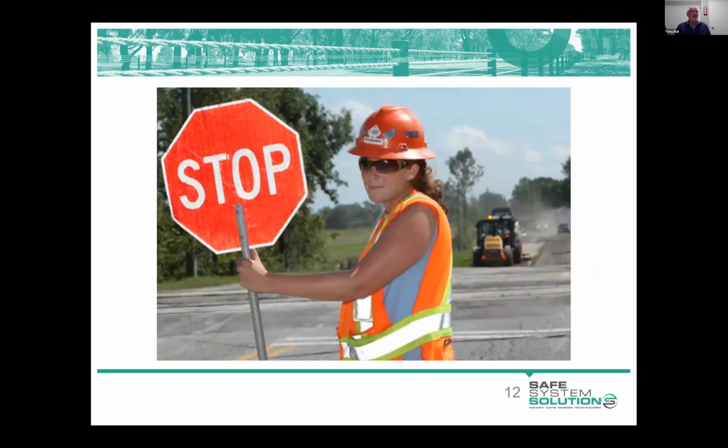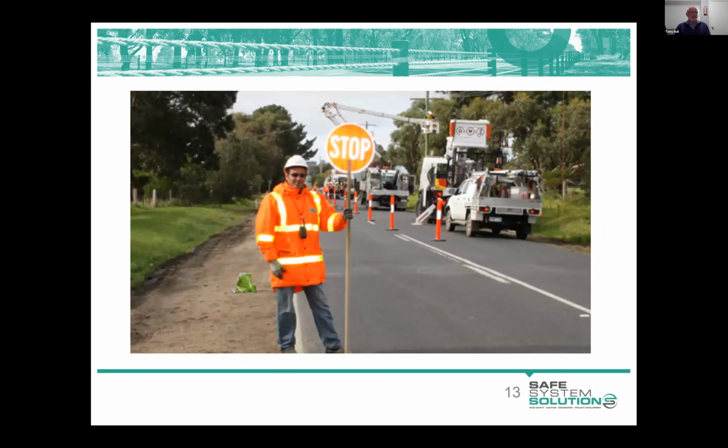I think we've covered that off well enough. But that's the type of traffic controller we need. They've got their high vis clothing on. The stop sign is in good condition. And the only time a traffic controller should be on the road, they don't have to be, is when the first vehicle is stopped. That's the only time a traffic controller should operate on the road. Otherwise, all other times they should be on the shoulder.